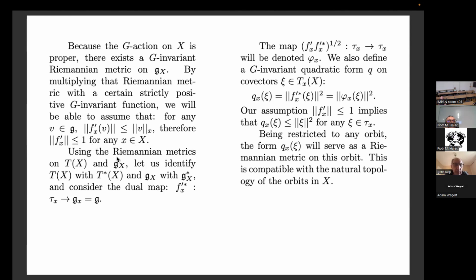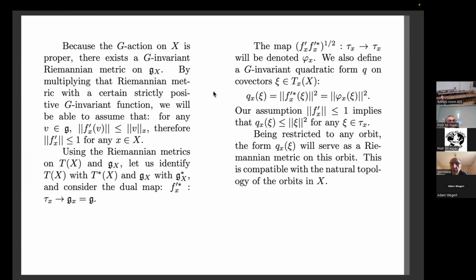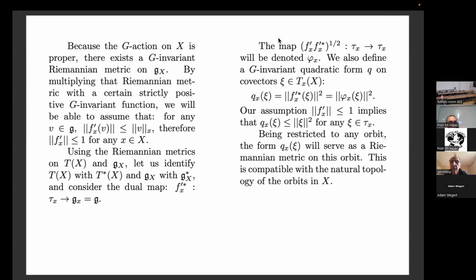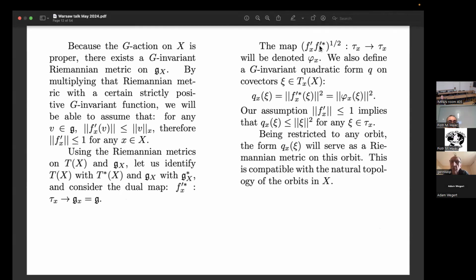Now we will identify T with T star and Gx with G star X using the Riemannian metric and consider the adjoint maps, which is important to have. This adjoint map F star plays an important role, and just note this notation phi x. Y square root is essentially because of this formula. We define the quadratic form by the norm square of this covector, and it appears that this square is equal to that square as well. So that's a good definition in this sense. It will be used.